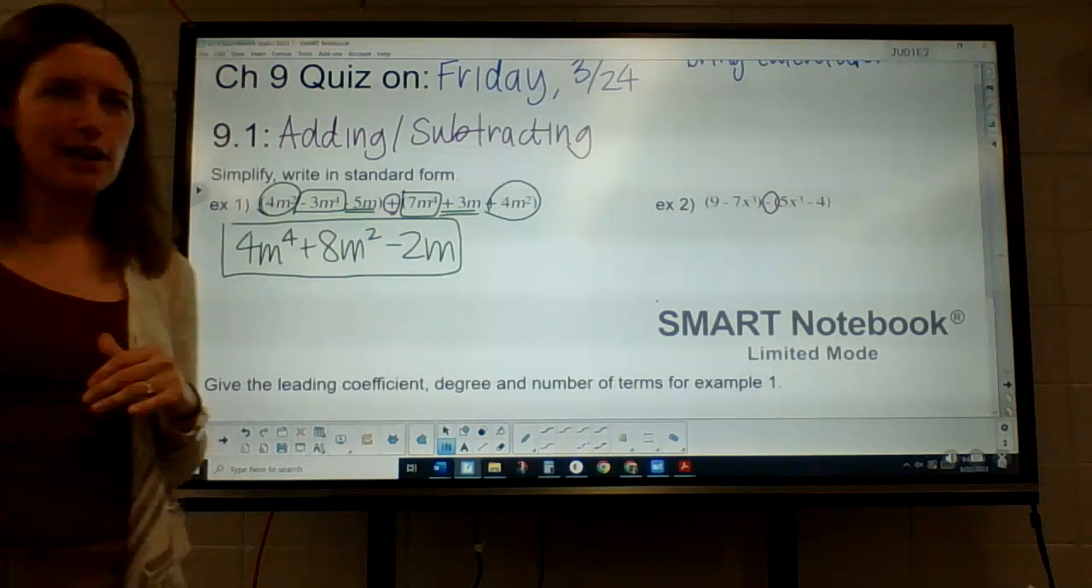All right, and what we're doing now is for this first example, I'm asking you guys to name the leading coefficient, the degree, and the number of terms for this. Does anyone remember how to do any of those or one of them that they know the answer to? What do we got? What do you think you know?